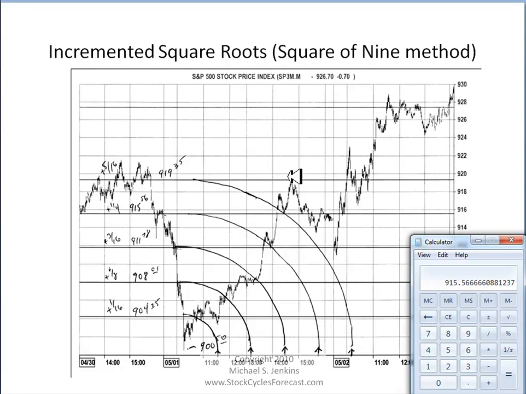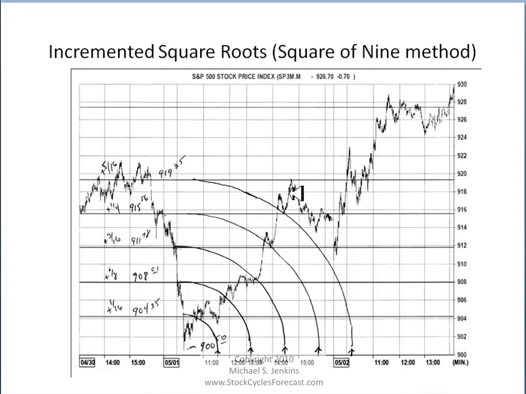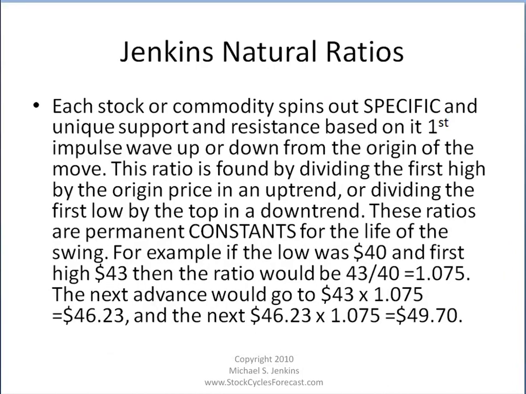And we can see that these resistance levels work fairly well. And for years and years, I did this until I discovered a much better thing, and this was called the Jenkins natural ratios. I found out that every stock or commodity spins out a very specific and unique support and resistance ratio based on its very first impulse wave up or down from the origin.